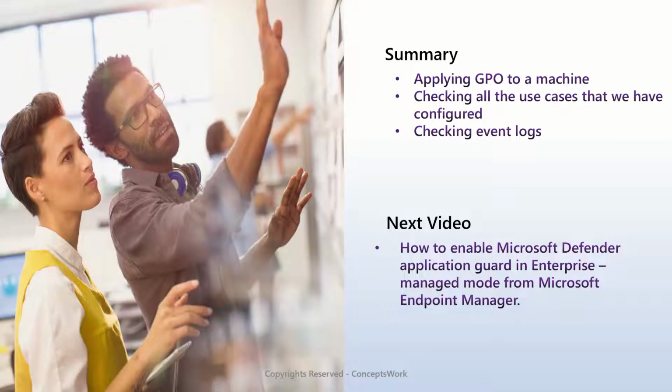Okay, so this was all about knowing how exactly the GPO process works, what exactly happens on the client, your machine has to be restarted twice to make it work, and then how you can check the event logs. So in the next video, we are going to talk about how to enable Microsoft Defender Application Guard in enterprise mode, but this time with the help of Microsoft Endpoint Manager.